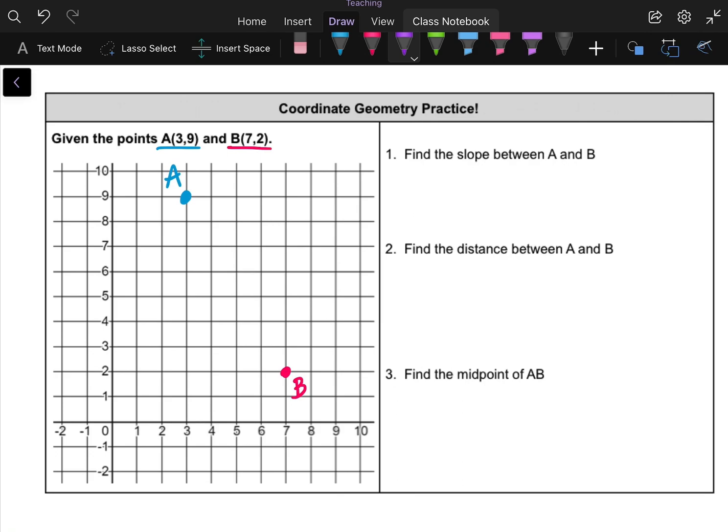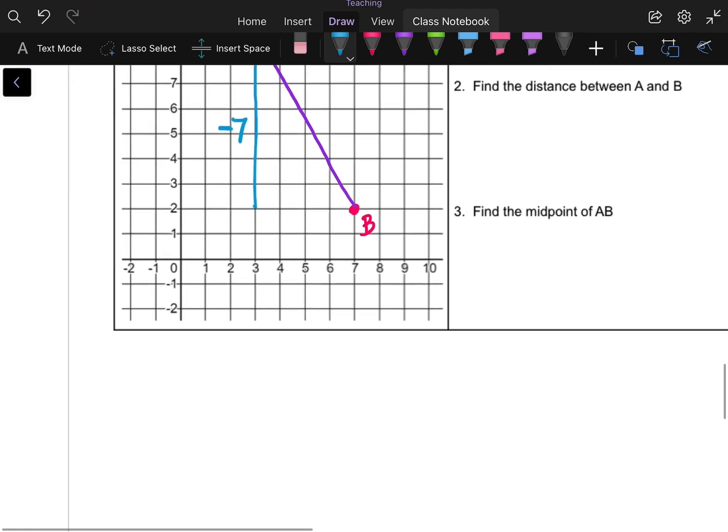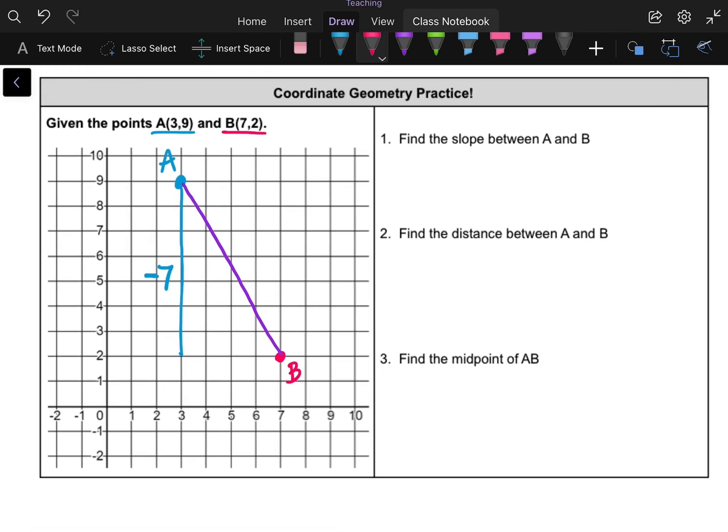So let's go ahead and find the slope between these 2 points. I'm going to connect them just so it's a little bit easier to see our distance once we get there. So first we start with our rise. So I'm going down by 7, I believe. So down by 7, that's going to be -7 for my rise. And then our horizontal change here is going to be 4. Now we made our right triangle as well, but before we jump into our distance, we're talking about our slope here. So our slope is -7 over 4, and that won't simplify at all, so this is our slope.